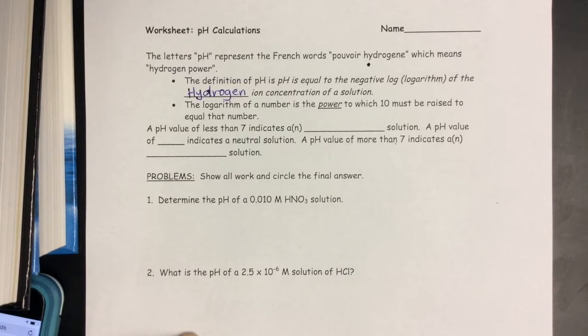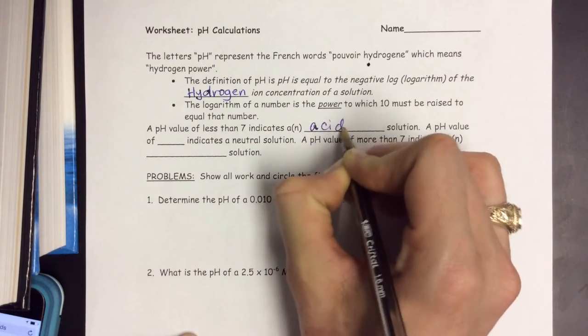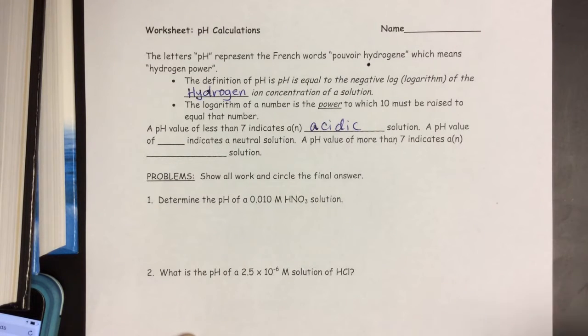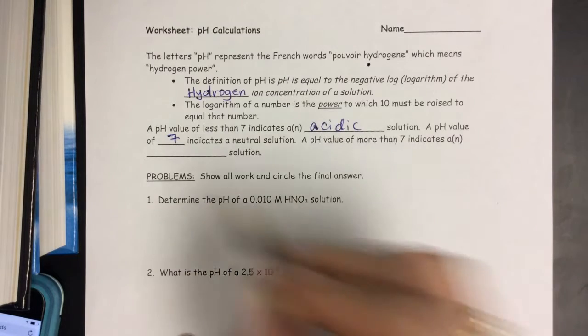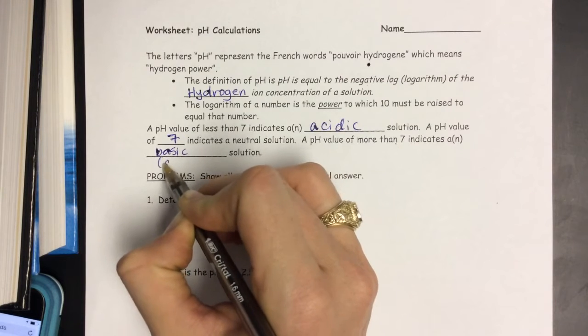A pH value of less than 7 indicates an acidic solution. A pH value of 7 indicates a neutral solution. A pH value of more than 7 indicates a basic or alkaline solution.